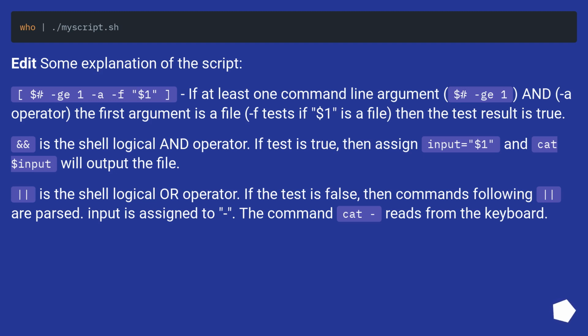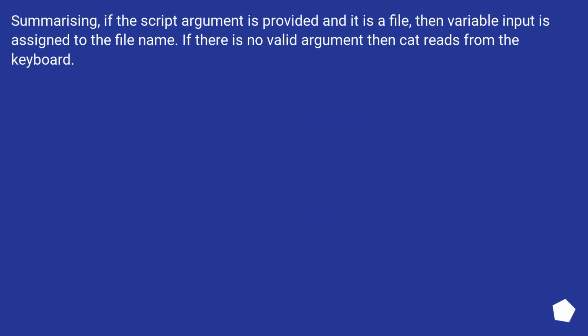Double vertical bar is the shell logical or operator. If the test is false, then commands following the vertical bars are parsed. Input is assigned to the command cat reads from the keyboard. Summarizing, if the script argument is provided and it is a file, then variable input is assigned to the file name. If there is no valid argument, then cat reads from the keyboard.